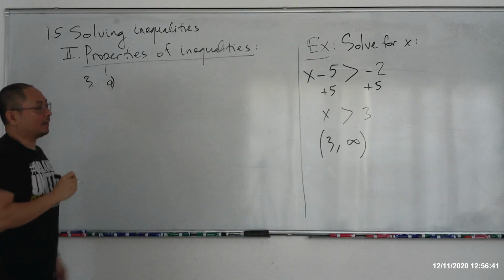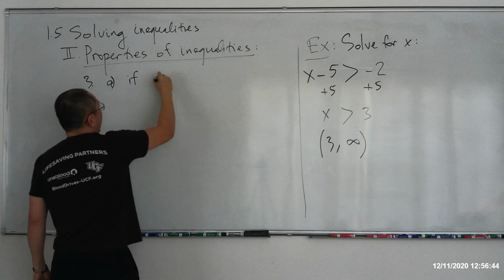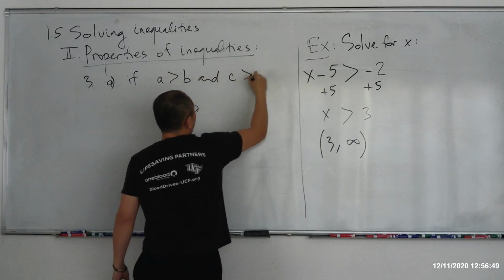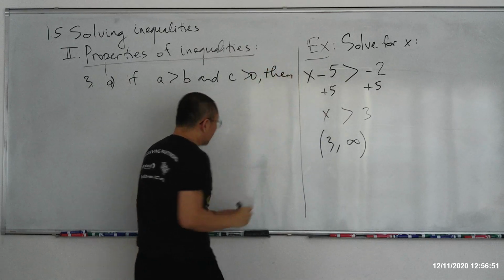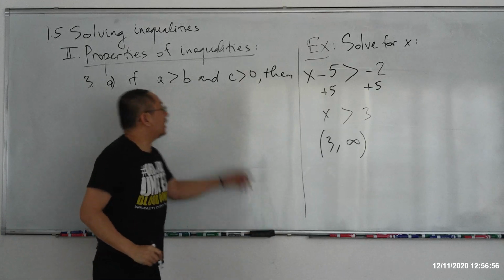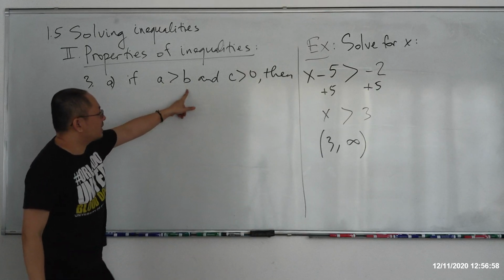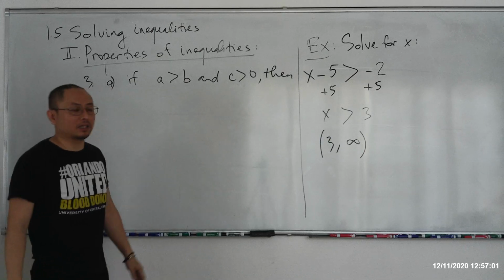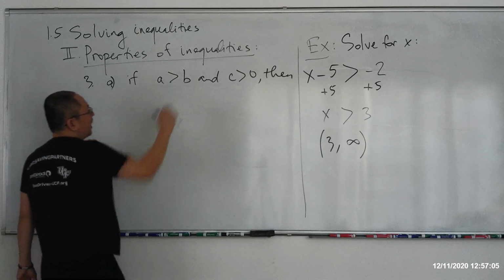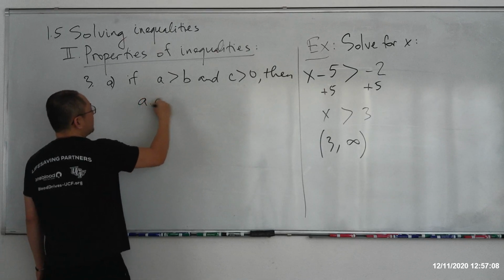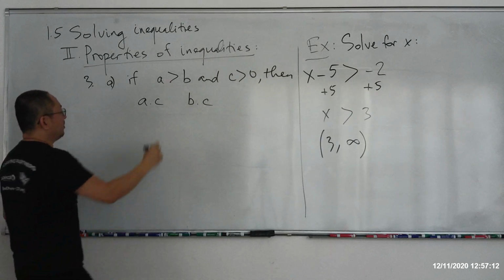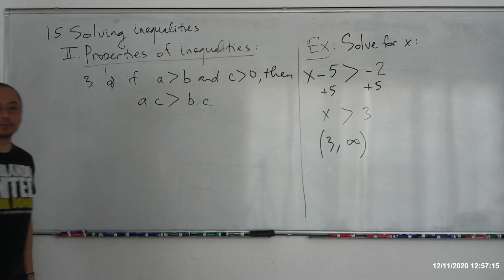So how about property 3 then? If A is greater than B and the number C is positive. Okay. Let me make it clear. Positive, right? So you have an inequality, the left-hand side is bigger than the right-hand side, and then you have a number C that's positive. Okay? Positive. Not 0. Positive. What if I multiply both sides by C? Then A times C compared to B times C. You are multiplying both sides by a positive number, the inequalities stay the same. Okay?